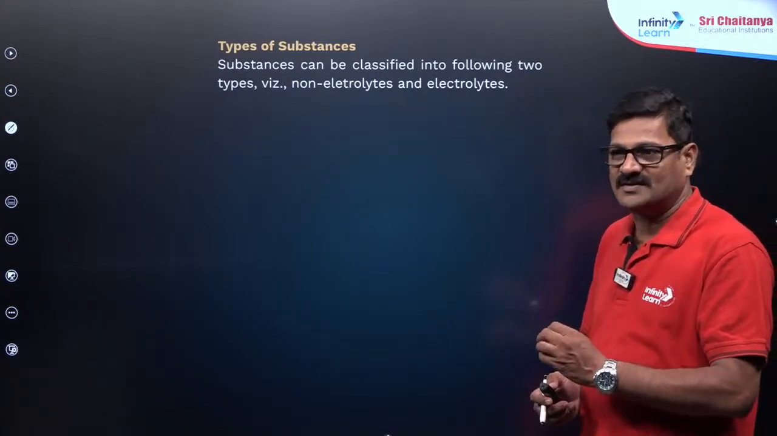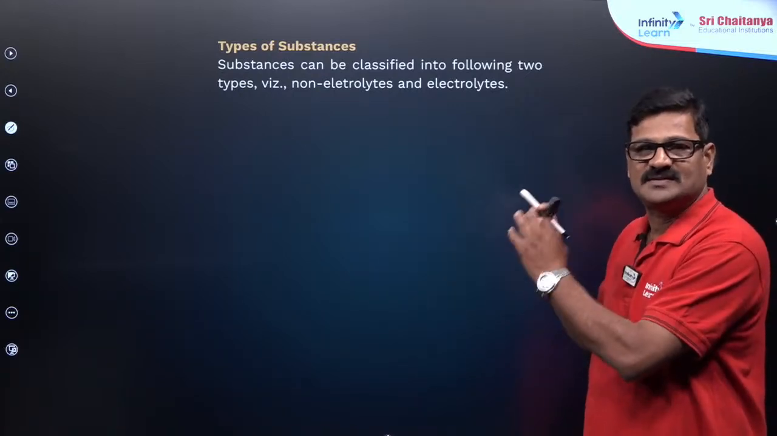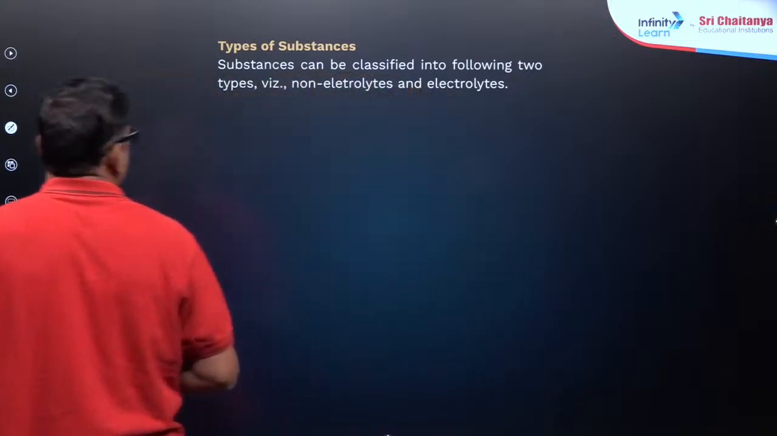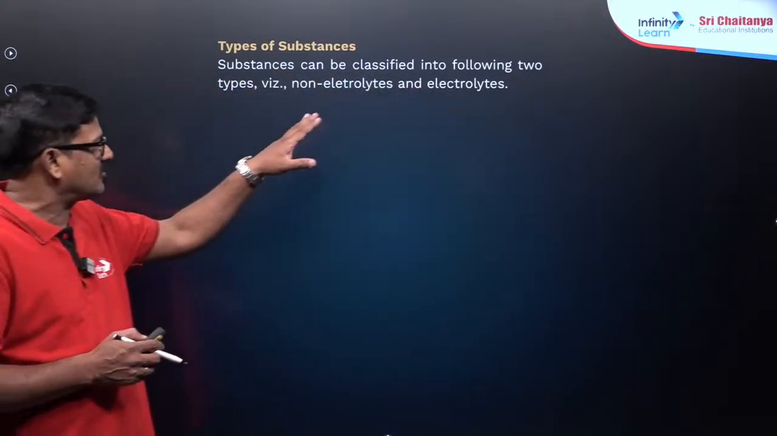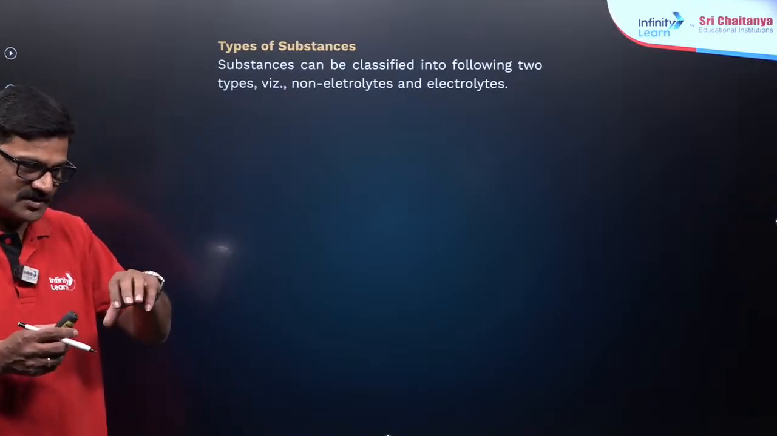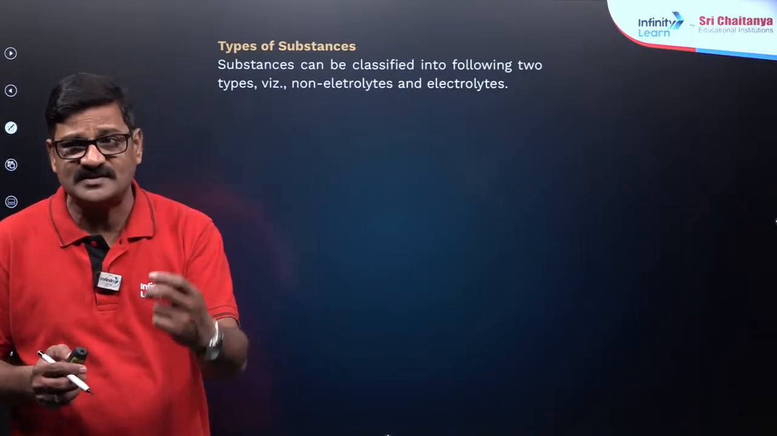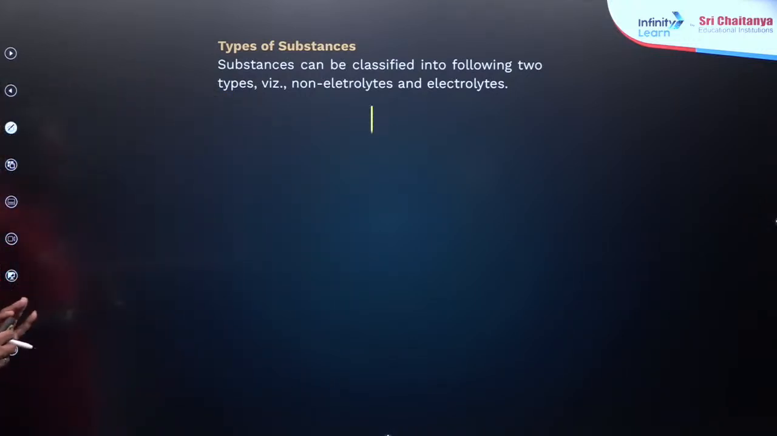Everybody follow us. I don't want to give you lengthy slides. I want to give crystal clear, crisp slides. So let's talk about the types of substances. Substances can be dissolved into the following: non-electrolytes and electrolytes. The substances which are soluble in water are of two types: electrolytes and non-electrolytes. Let's see what are electrolytes and non-electrolytes.